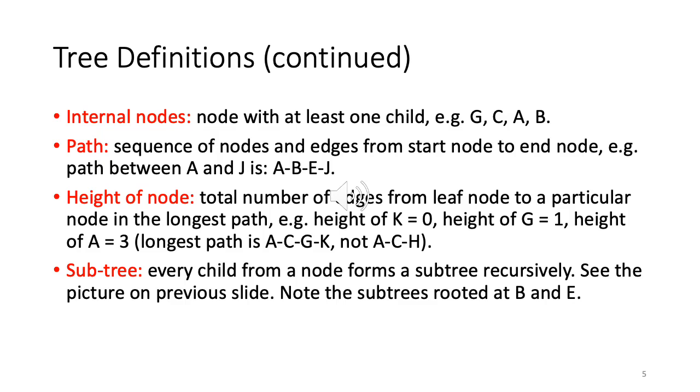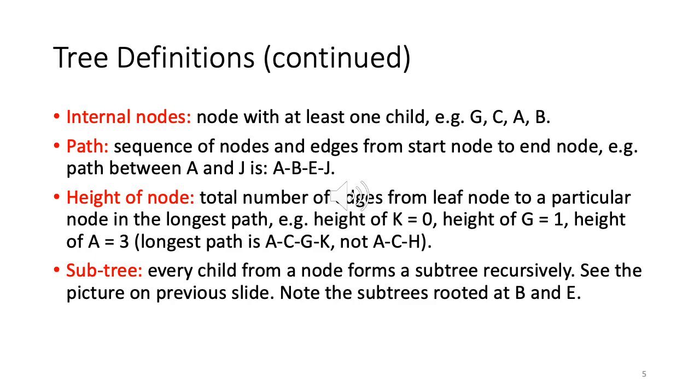you go to B, from B you go to E, and from E you go to J. So A, B, E, J. Okay. So A, B, E, J is a path from node A to node J. Likewise, path from node A to node K, A, C, G, K. Right. Path from node B to I, go to B, then E, then I. So B, E, I. So like that, we can have paths from a start node to an end node.